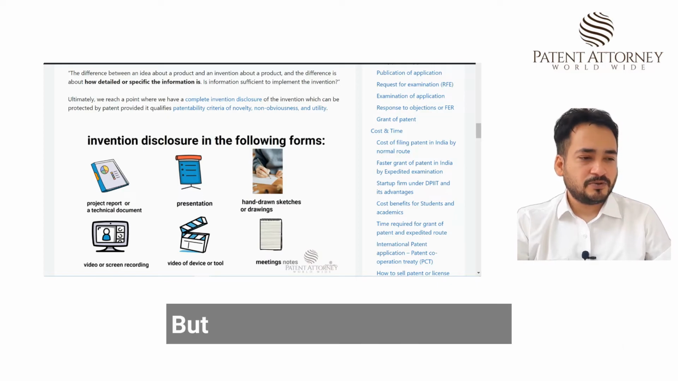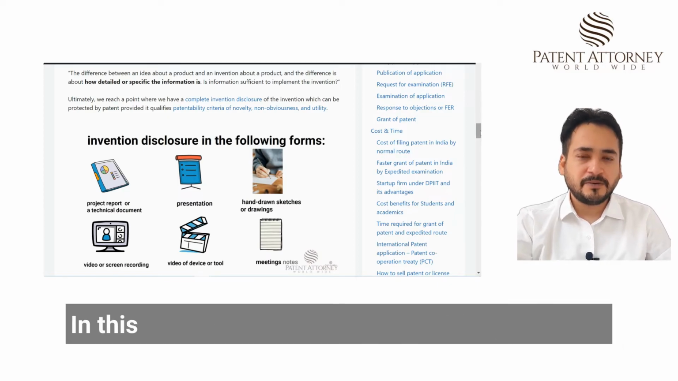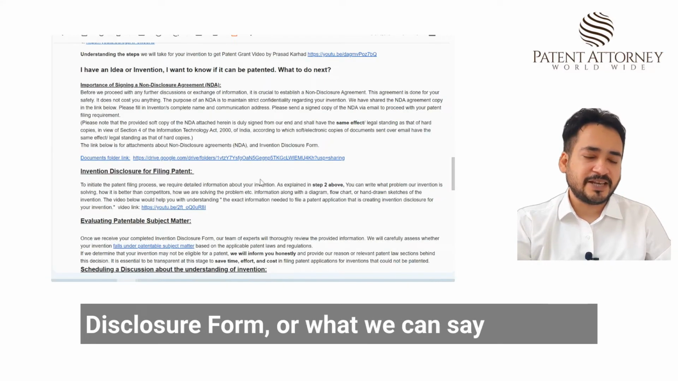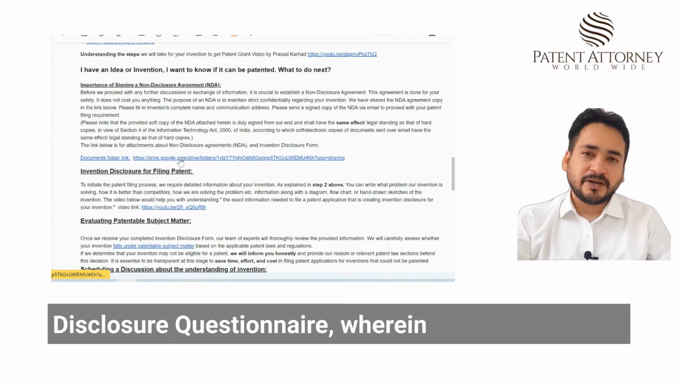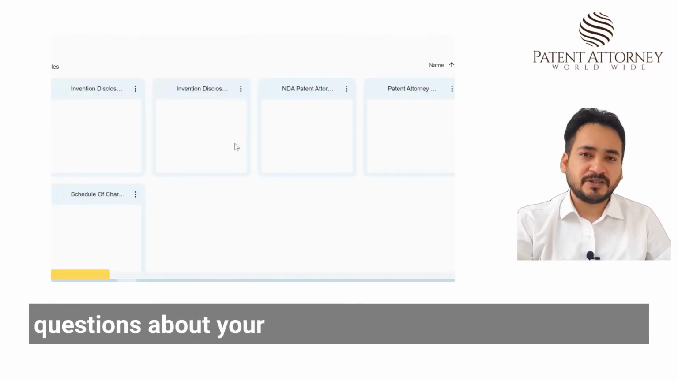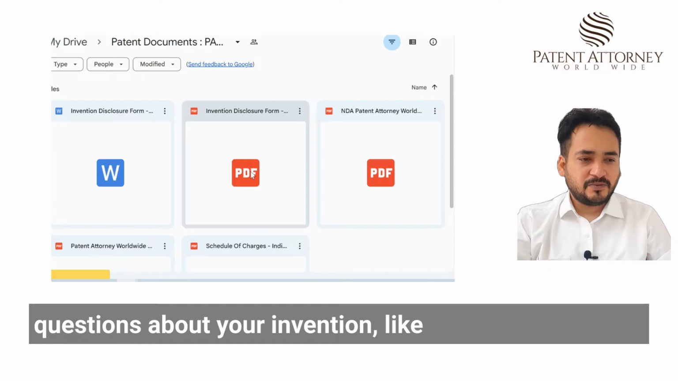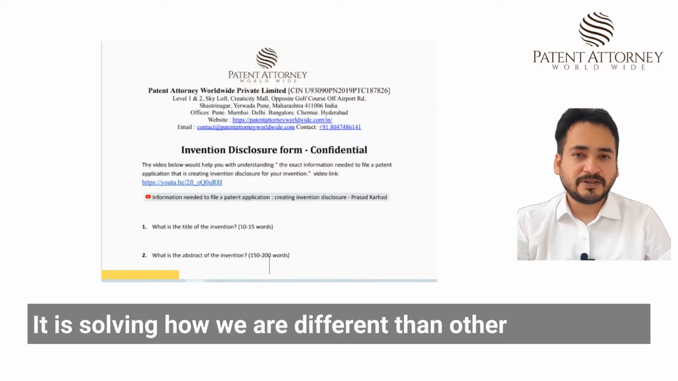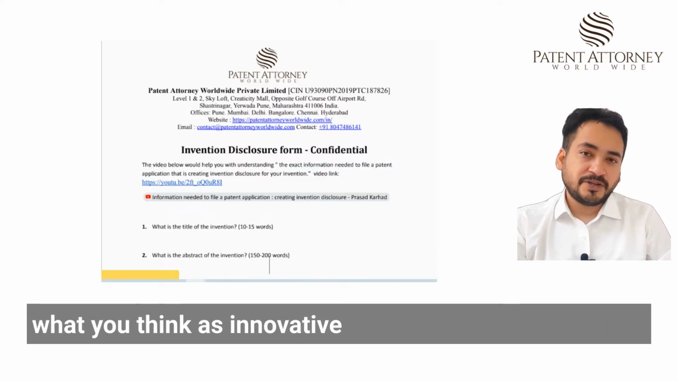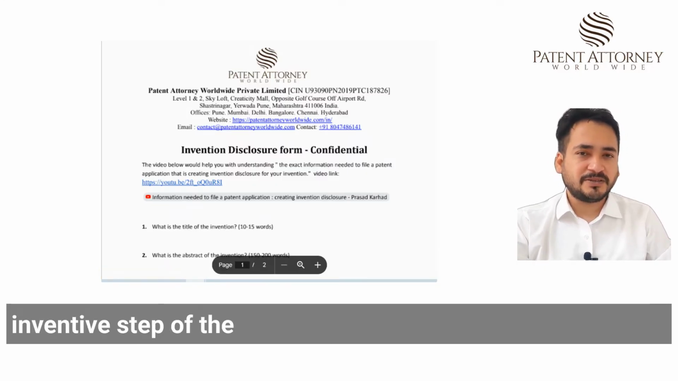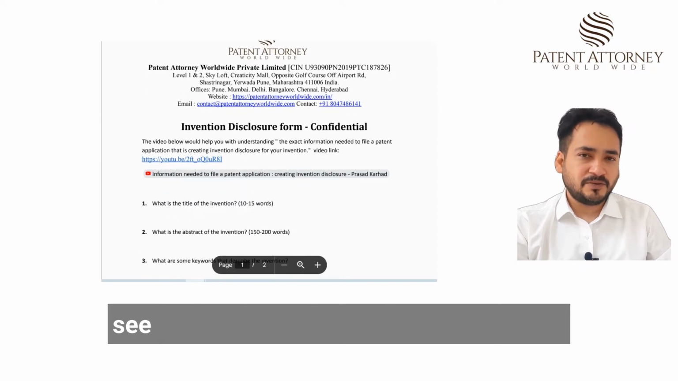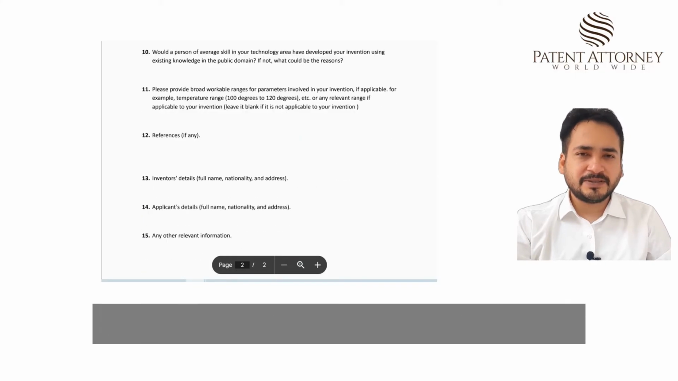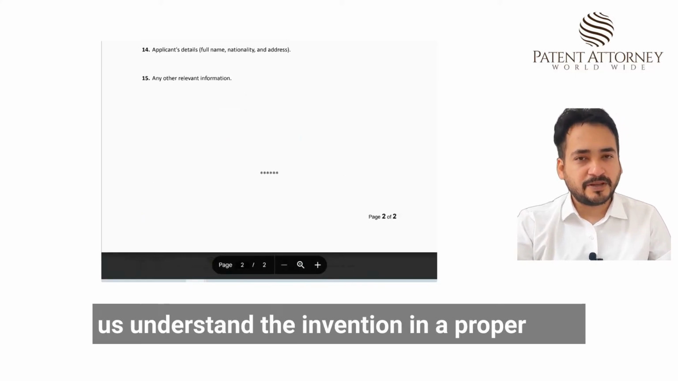But to refer to it in a short way in this video, we have something called an invention disclosure form, or what we can say an invention disclosure questionnaire, wherein we have 10 to 15 questions about your invention: what your invention is doing, what problem it is solving, how we are different from other competitors, what you think is the innovative feature or inventive step of the invention, and any competitors that you see which are very close to your invention. Your answers to questions like these will help us understand the invention in a proper way.